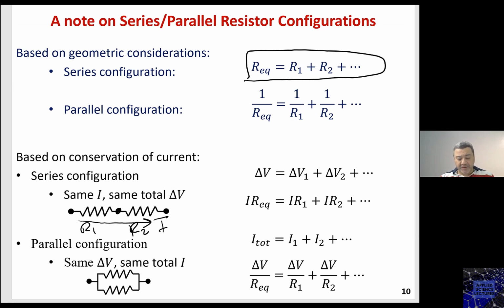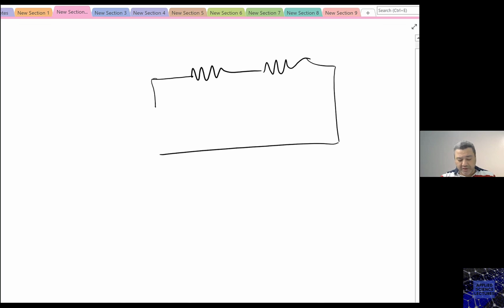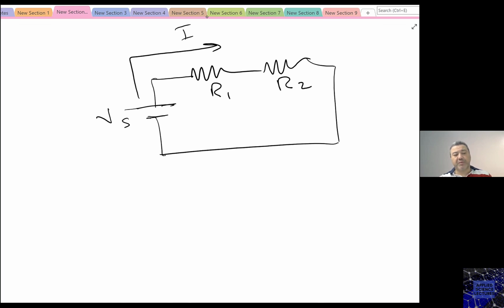Now, how can we derive this? We can prove this easily by having two resistors connected in series, as you can see, and then a battery source here. Let's call this one VS, and this one R1, R2. The current will go from the positive toward the negative, which means both of them are sharing the same current. VS, the voltage, equals what? Equals the current times the equivalent resistance.